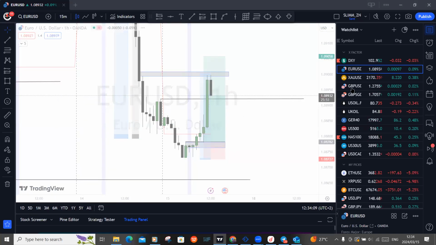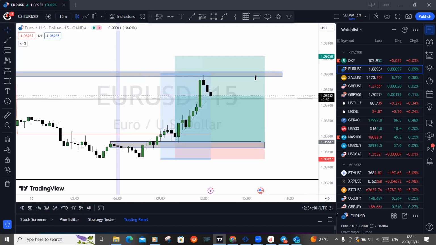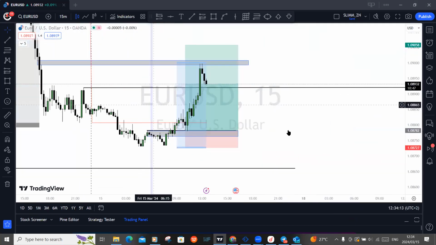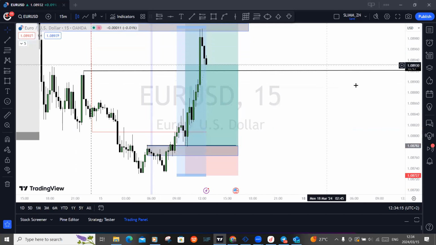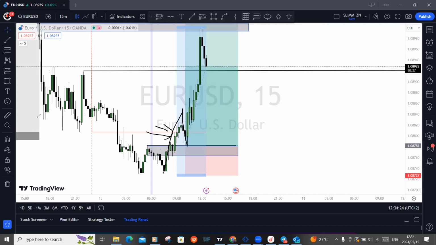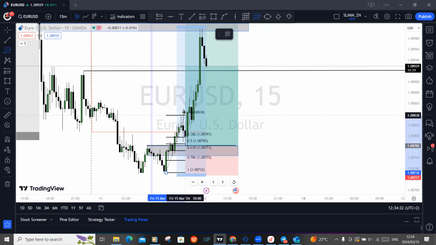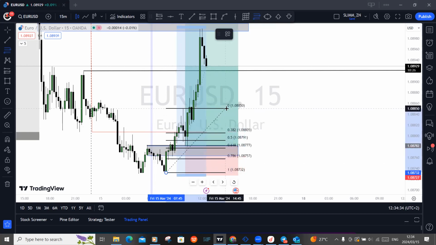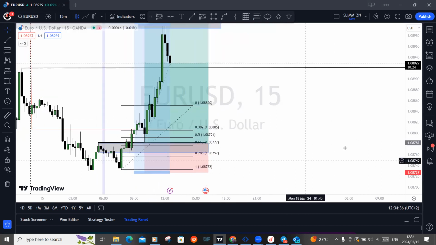So M15, this is how my M15 was looking like. So the time I came to the charts, I think my price was somewhere here. So I was like, you know what? If this is going to be my impulsive move, then I need a retracement. So as long as I'm working with an impulsive move and a retracement, I need to make use of the Fib. So I drew my Fib to this high, dragged it into the future, and I waited.